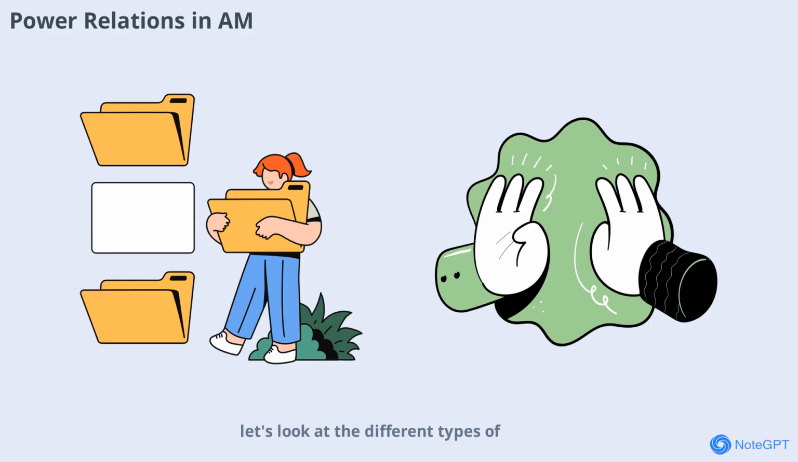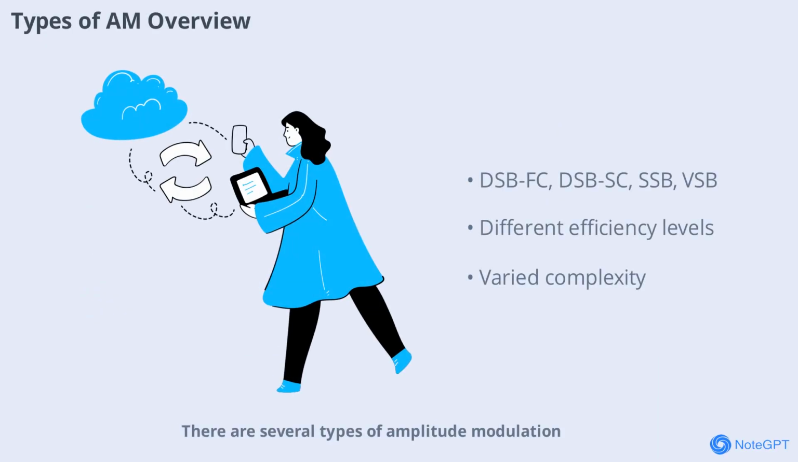Now let's look at the different types of AM and how they address these efficiency concerns. There are several types of amplitude modulation, each with unique characteristics and uses. The main types include double sideband full carrier (DSB-FC), double sideband suppressed carrier (DSB-SC), single sideband (SSB), and vestigial sideband (VSB). Each type offers different trade-offs in terms of bandwidth, power efficiency, and complexity. In the next scenes, we'll break down each type, starting with double sideband full carrier.